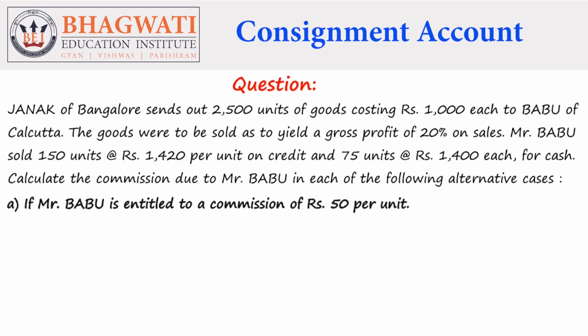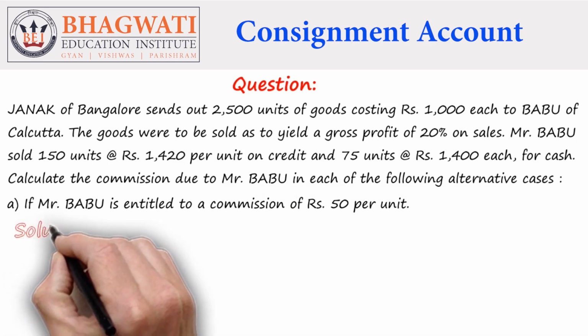50 per unit. Again, they have not specified 50 per unit what? Per unit sold, per unit sent, for cash, credit. So we know very well it is to be calculated on what? 50 rupees per unit sold. Clear? So let us discuss the solution for this one.